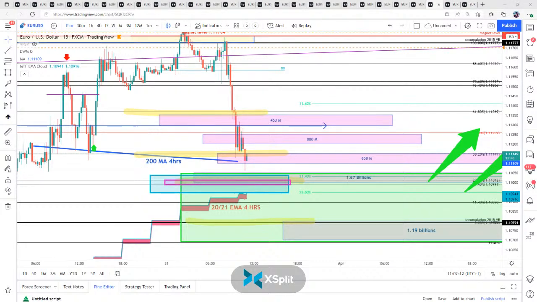I forgot to bank. Oh, Jesus. Sorry, I'm banking a little bit more here. Okay. So I bank 65 pips on the short of the morning.